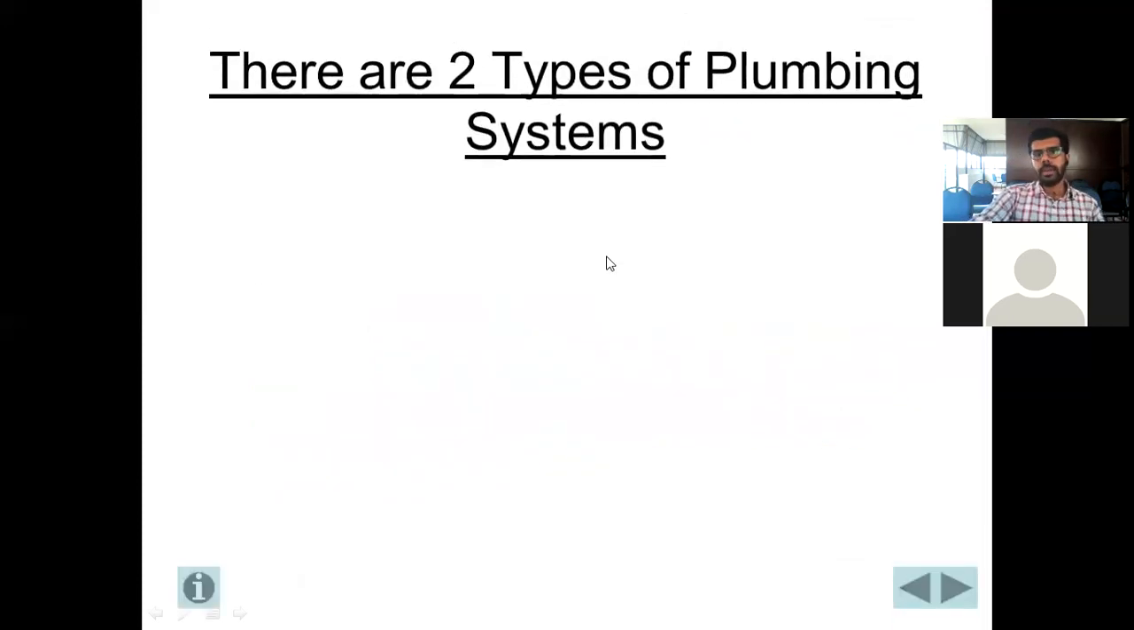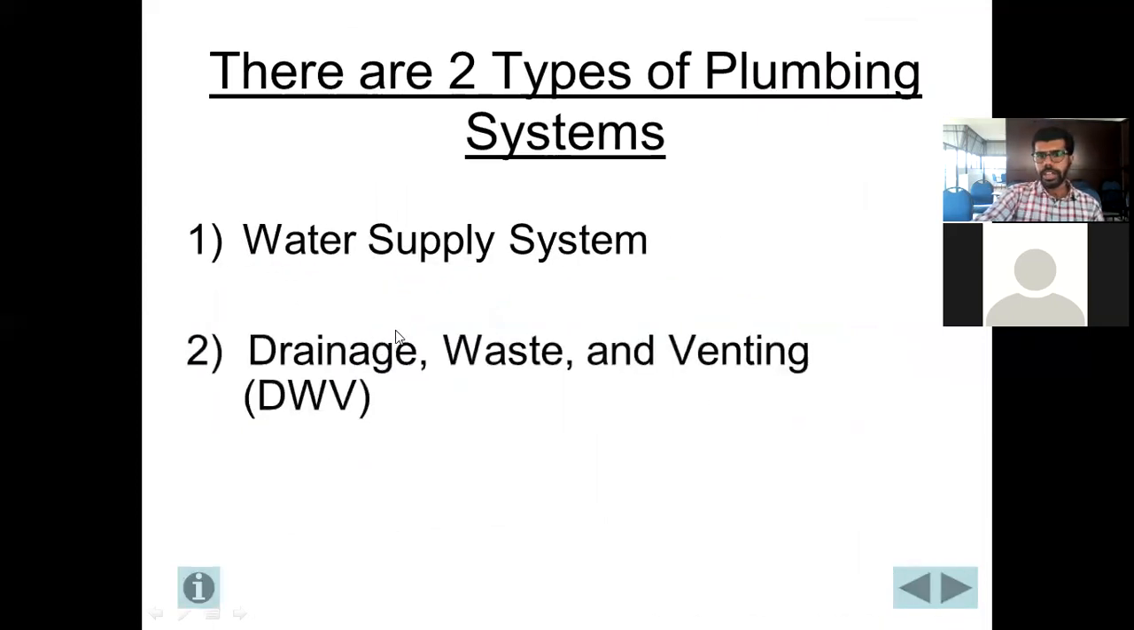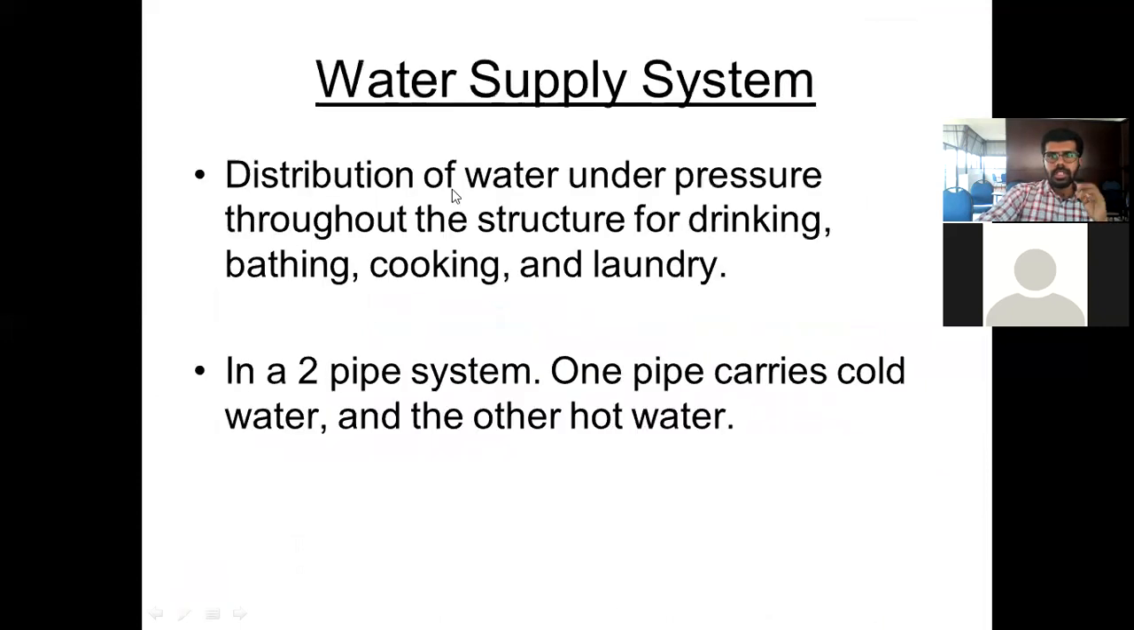there are two types of plumbing system. We are dealing with the water supply system and drainage, waste and venting. Normally, we call it DWV, drainage, waste and venting. These are the two types of system. The water supply system is the distribution of water under pressure throughout the structure for drinking, bathing, cooking and laundry. So this will be under pressure only.